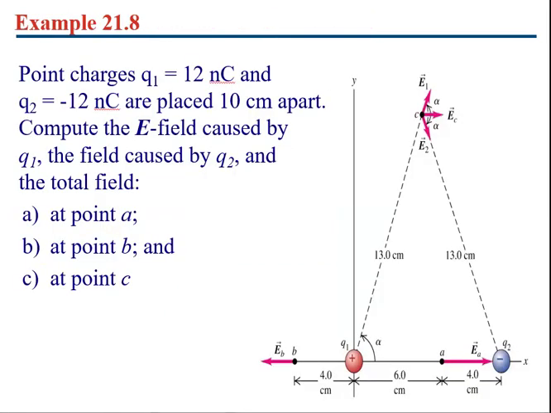Example 21.8. Point charges Q1 equal to 12 nanocoulomb and Q2 equal to negative 12 nanocoulomb are placed 10 centimeters apart. Compute the electric field caused by the charge Q1, the electric field caused by the charge Q2, and the total electric field at the point A, then at the point B, and then at the point C. This is our figure. Let's start with the first situation.